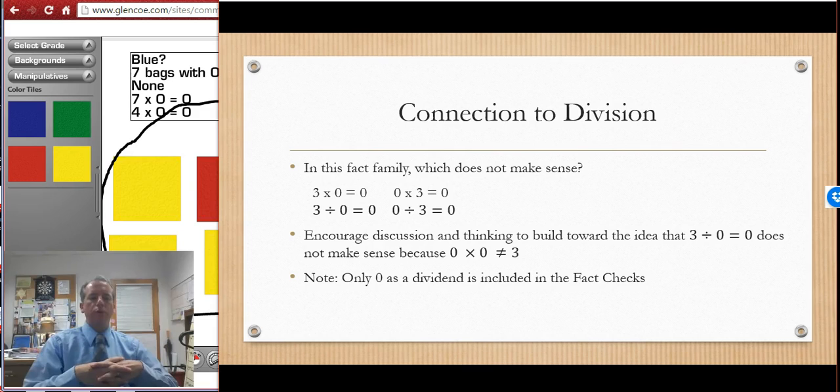Well, 3 times 0 is 0. That passes the test, right? 0 times 3 is 0. Okay, that's just the commutative property of that one. That one works. 3 divided by 0 equals 0. Not sure about that one. And 0 divided by 3 equals 0.